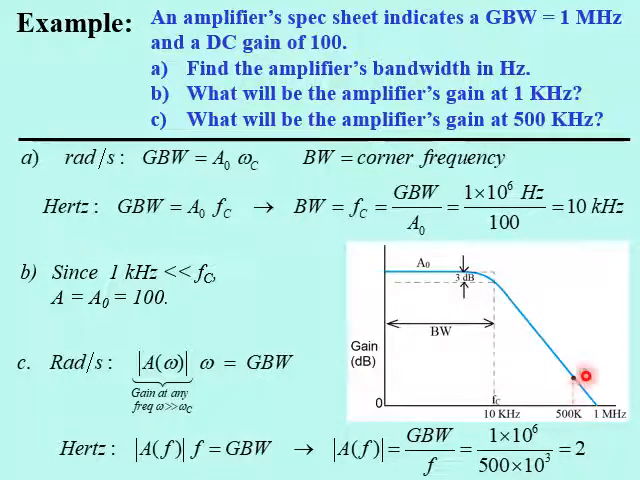So our gain down here would be lowered to 2. So remember, the gain up here was 100, so obviously at this high frequency, our gain has dropped off quite a bit.